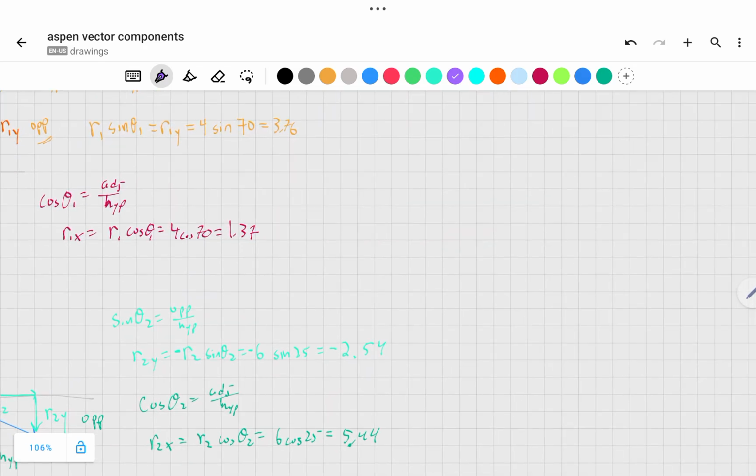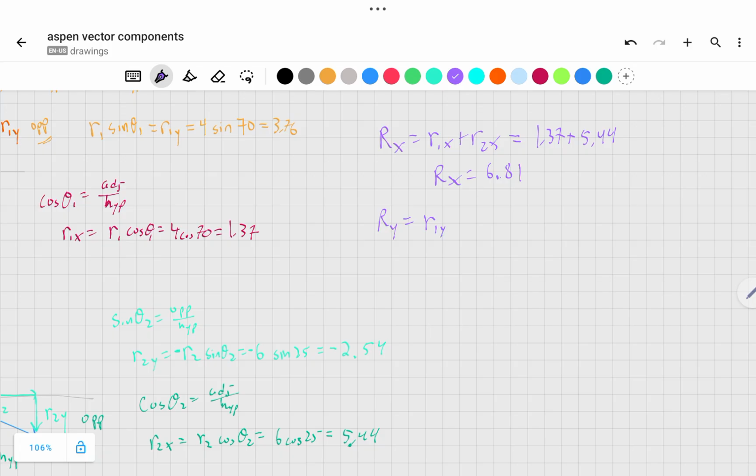so if I look at this here, my resultant vector in the x is just going to be r1 in the x plus r2 in the x, which equals 1.37 plus 5.44. So r in the x is equal to, if I can do a little bit of math here, I think that's just 6.81, okay? And then I can do a similar thing in the y direction.